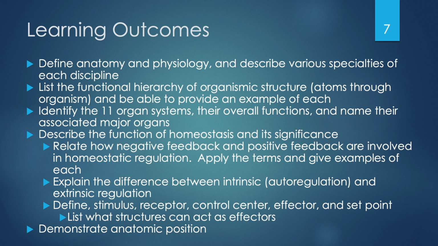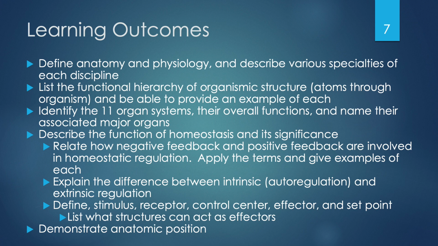So the first is define anatomy and physiology and describe various specialties of each discipline. List the functional hierarchy of organismic structure all the way from atoms through to organism, and then be able to provide an example of each of those different levels. Identify the 11 organ systems, their overall functions, and name their associated major organs.